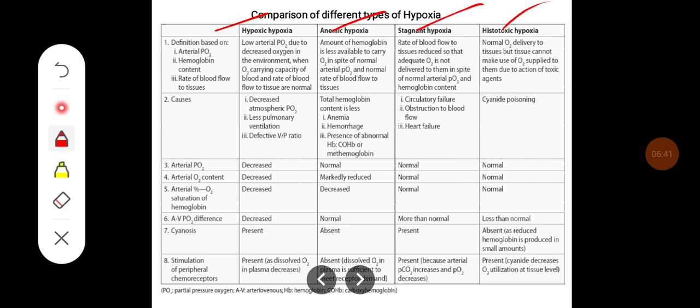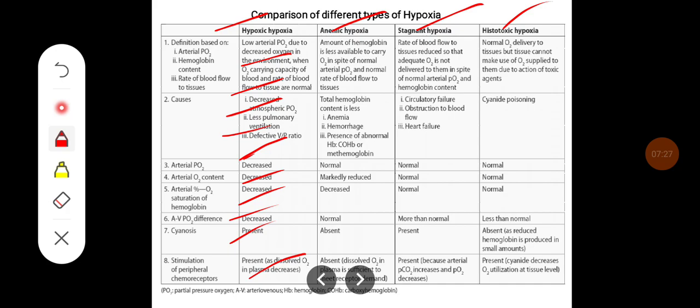In hypoxic hypoxia, there is low arterial PO2 due to the decreased oxygen in the environment, when oxygen carrying capacity of the blood and rate of the blood flow to the tissue are normal. Some of the causes are reduced atmospheric PO2, less pulmonary ventilation, and probably defective ventilation perfusion ratio. Here arterial PO2 is reduced, arterial oxygen content is reduced, oxygen saturation is reduced, arteriovenous difference is reduced, cyanosis is present, and it is going to stimulate peripheral chemoreceptors as dissolved oxygen in the plasma decreases.